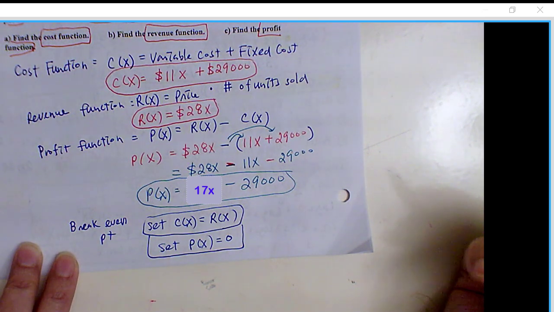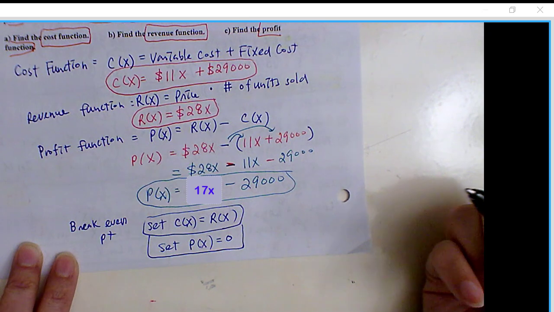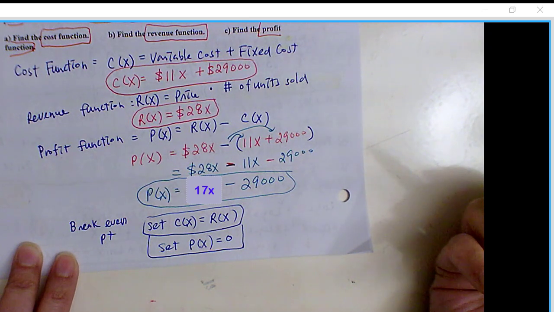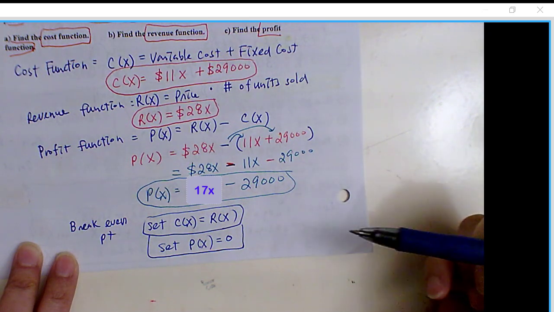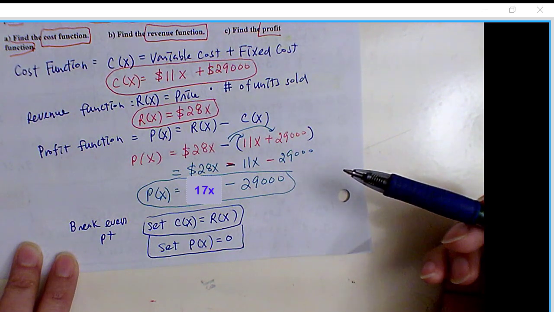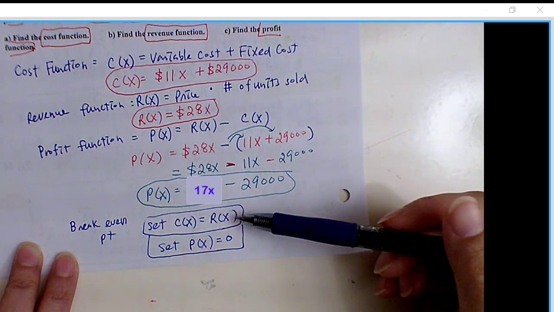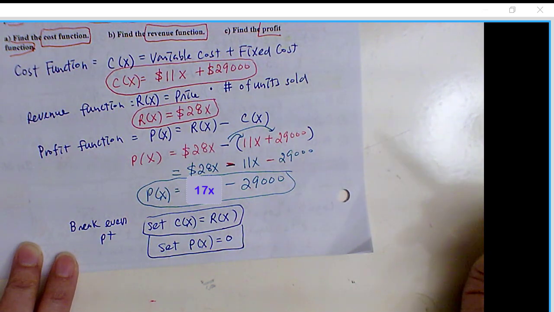So when you try to solve for that, the x value would be how many units you need to sell to break even, and then once you found the x value, how many units, you can plug it into the revenue to find the break-even revenue. So that's how you will do that homework question.